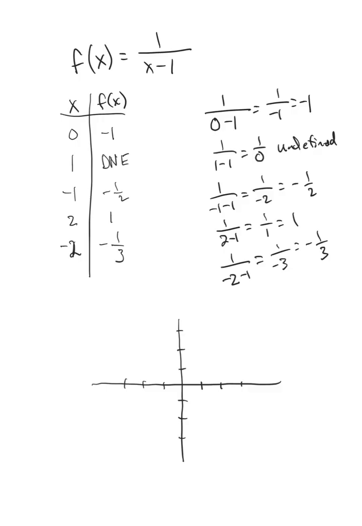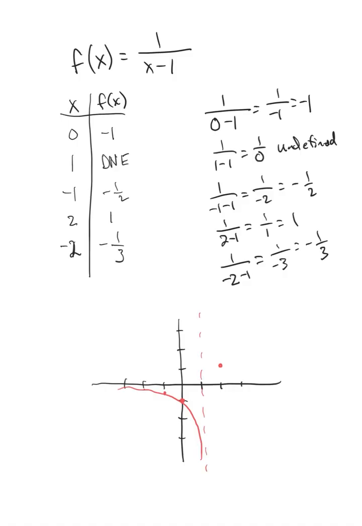So 0, -1. 1 doesn't exist, so there's nothing to mark for x equals 1. -1 would be -1/2. 2 was 1. -2, -1/3. Oh, so I think what we're actually seeing here is I kind of got these points, those ones on the left. That's actually going to be that same kind of shape where it gets wedged in.